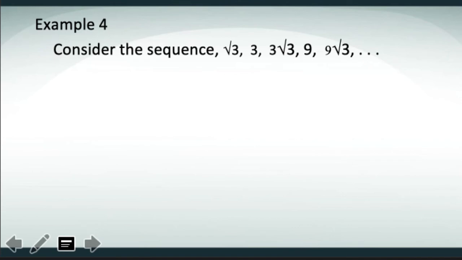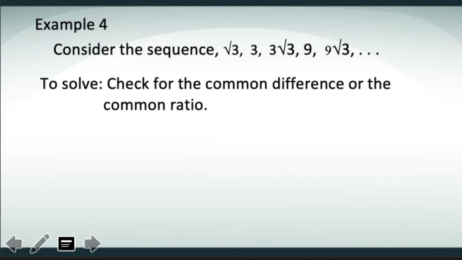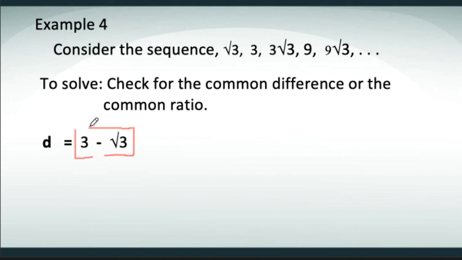For example number 4, consider the sequence. Let's check whether it is arithmetic or geometric by solving the common difference and the ratio. Now let's solve the common difference first. We say 3 minus square root of 3. Now since 3 and square root of 3 do not have a commonality, our final answer for this is 3 minus square root of 3.